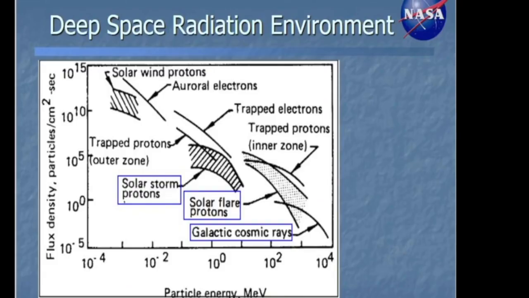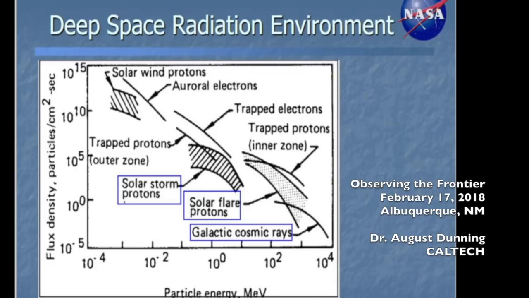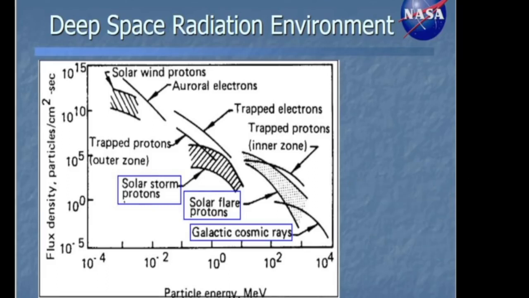Let's talk about deep space radiation. Here's all the different types of particles. We've got solar wind, full of auroral electrons and trapped protons and trapped electrons in the inner zones. And in particular, we're worried about the solar storm protons, the solar flare protons, and the galactic rays.